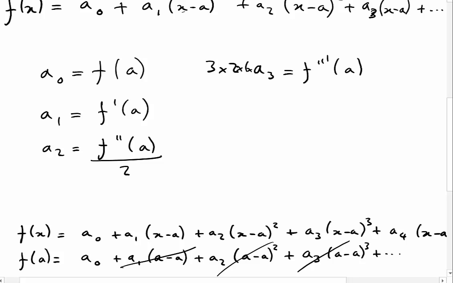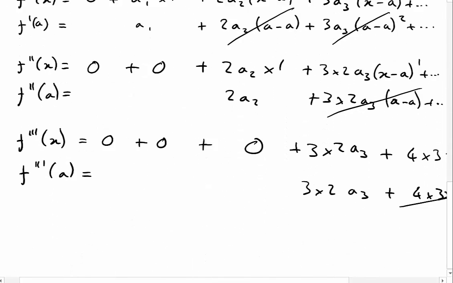So in other words, what that means is that a3 is going to be given by the third derivative over 3 times 2 times 1. I can rewrite that as 3 factorial, because 3 factorial is just 3 times 2 times 1, multiplying the integer values going down.